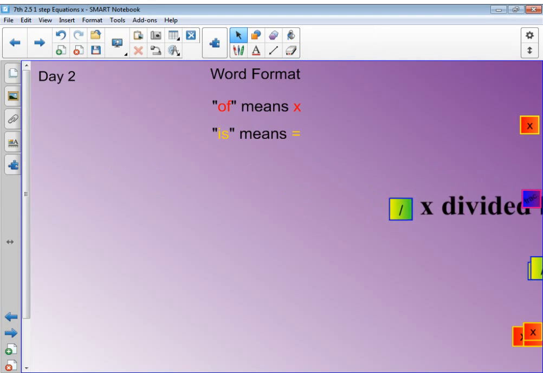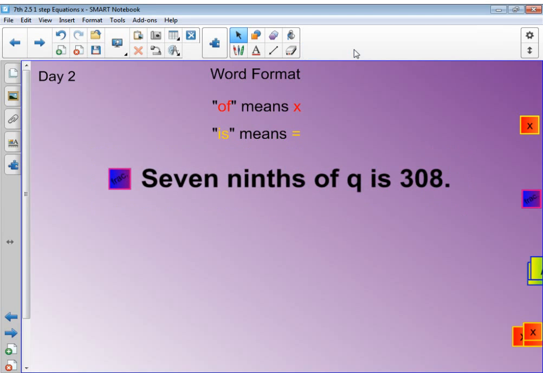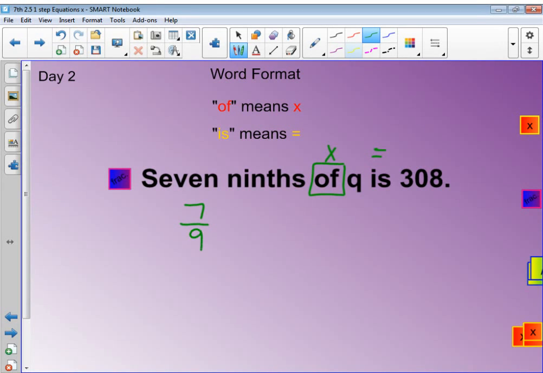Okay, so the last couple that I have here are just working fractions, and really it's not any different other than you have to understand when they're talking about fractions, like what that means. So here I have 7/9 of q. So here is where I'm seeing the word of. So times q is 308. So 7/9 times q equals 308.